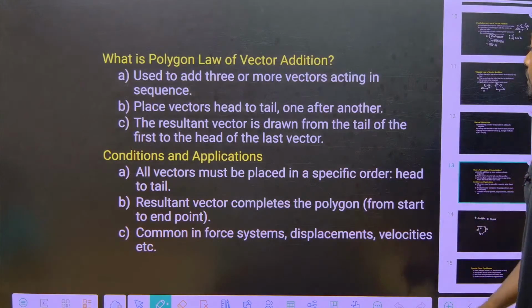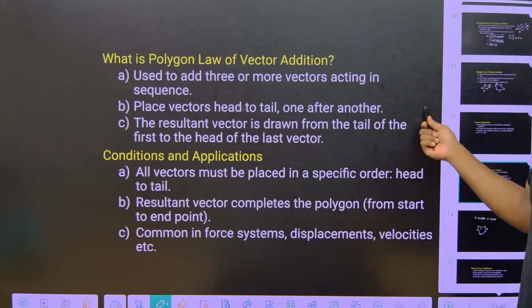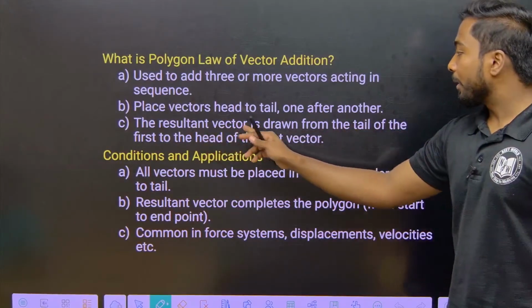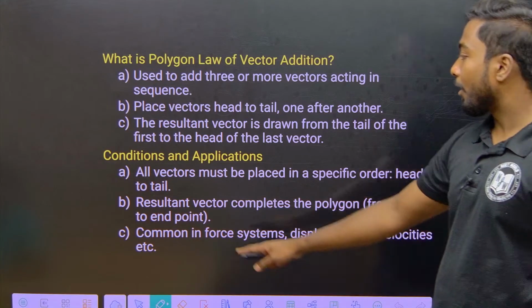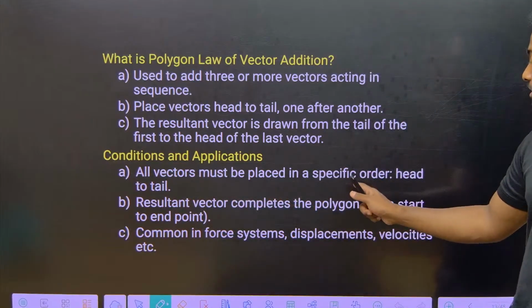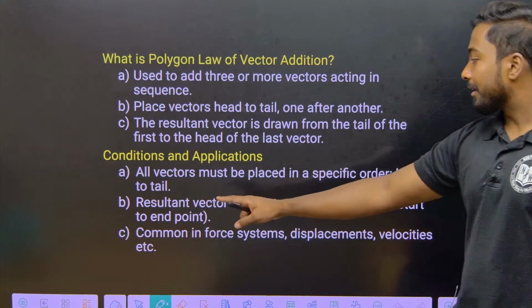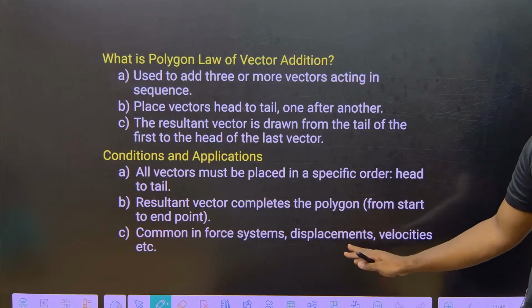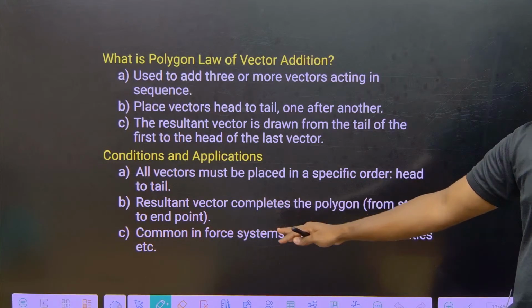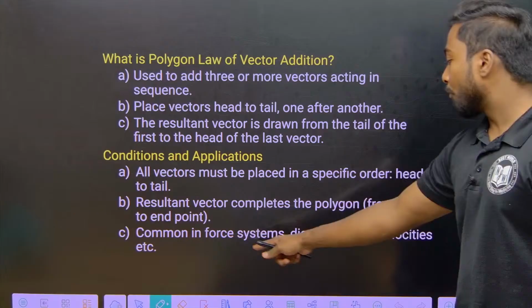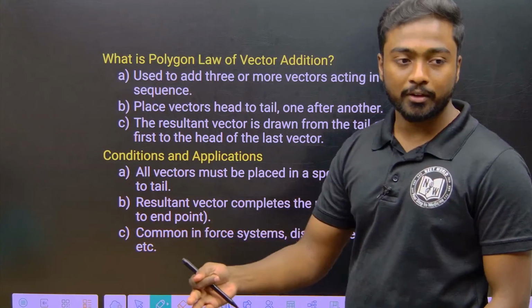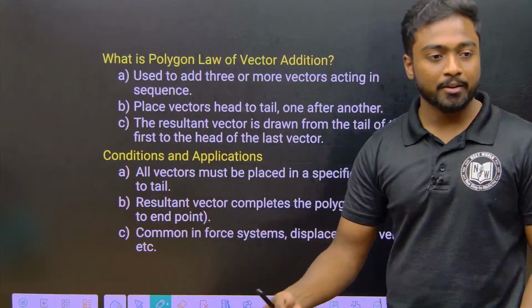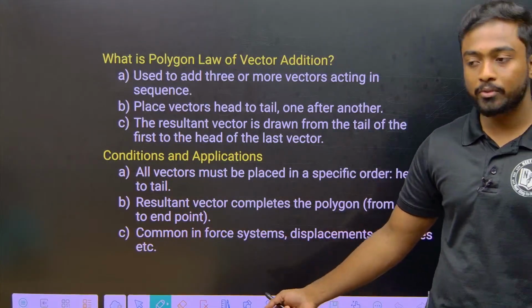Place the vectors head to tail one after the other, and the resultant vector is drawn from the tail of the first vector to the head of the last vector. As a condition and application, all vectors must be placed in a specific order, that is head to tail. The resultant vector completes the polygon, from the start to the ending point. This is common in force systems, displacements and velocities. When three velocities or three displacements are given, I can use this.